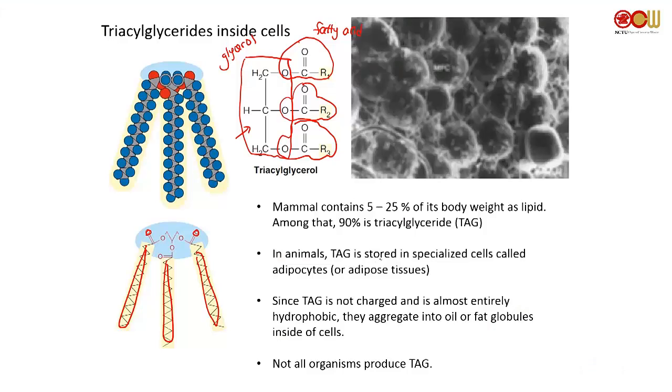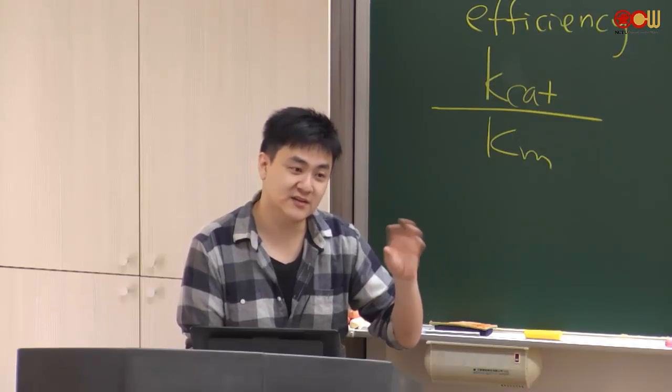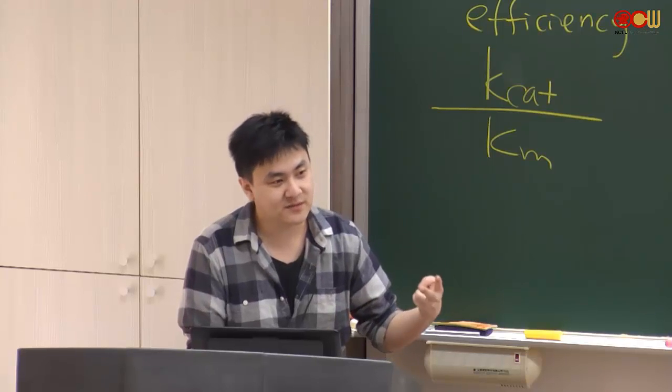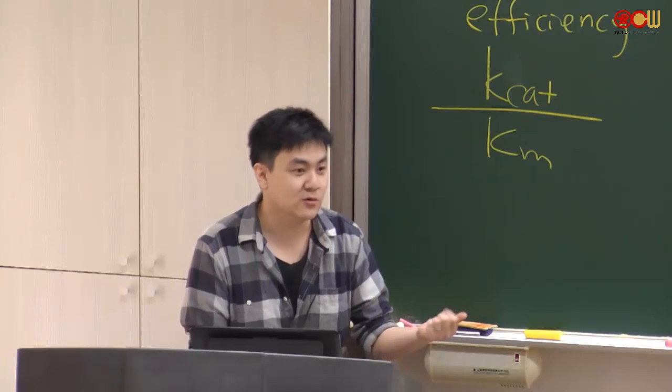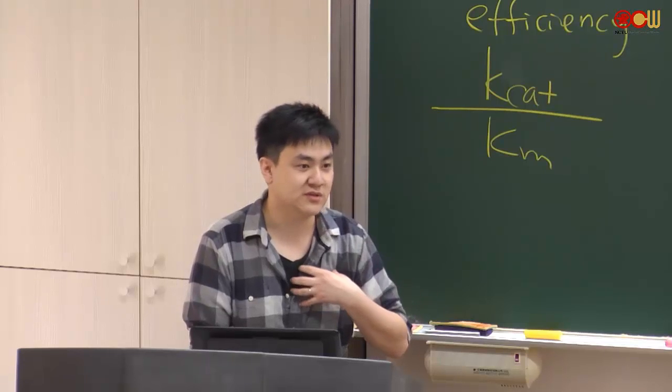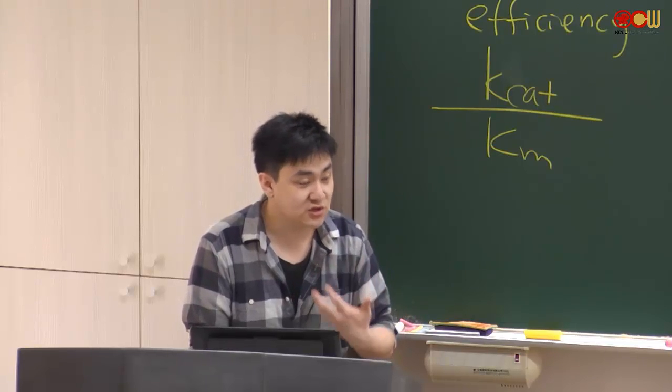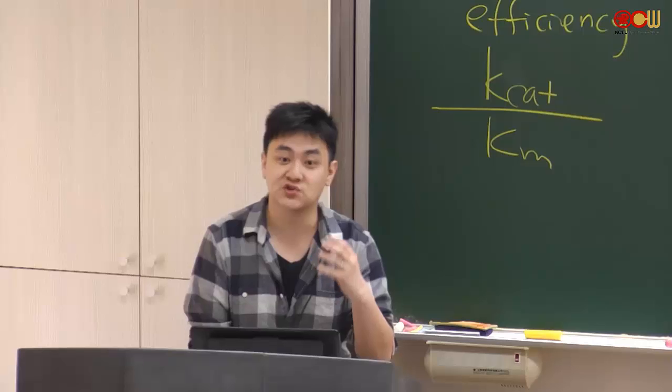Okay, so in animals, your triacylglycerides are stored in specialized cells. These things are called the adipocytes. Okay, adipocytes are cells. If you have a bunch of adipocytes, we call them the adipose tissue. Okay, those are the white stuff that you see. Actually, there are 2 types of fat cells. There's the brown fat and the white fat. Brown fat is used to keep us warm. Okay, so it's essential. The white fats are the energy storage.